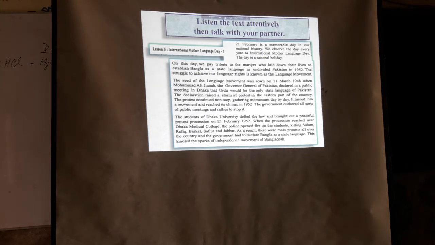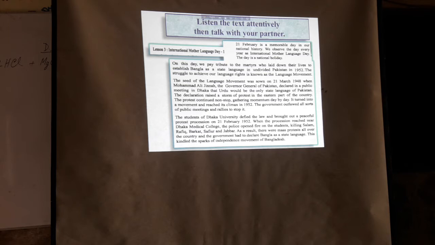Inshallah, I will describe the word meanings after the recitation of the sentences. The government outlawed all sorts of public meetings and rallies to stop it. The government wanted to stop all types of meetings, so that students would be unable to come forward against their declaration. The students of Dhaka University, our golden sons, defied the law and brought out a peaceful protest procession on 21st February 1952. When the procession reached near Dhaka Medical College, the police opened fire.